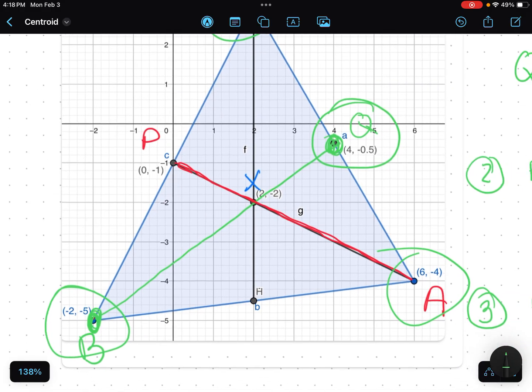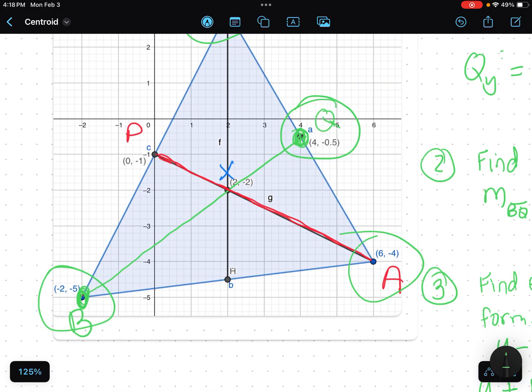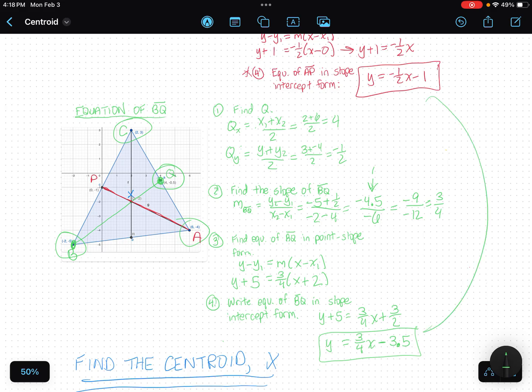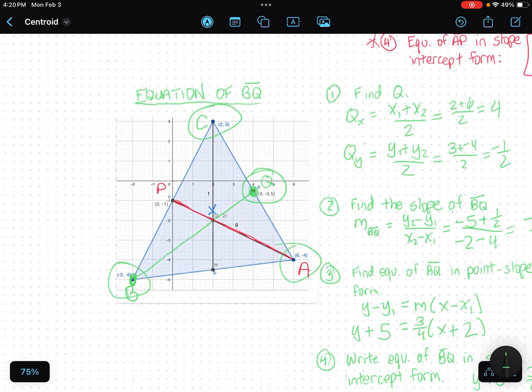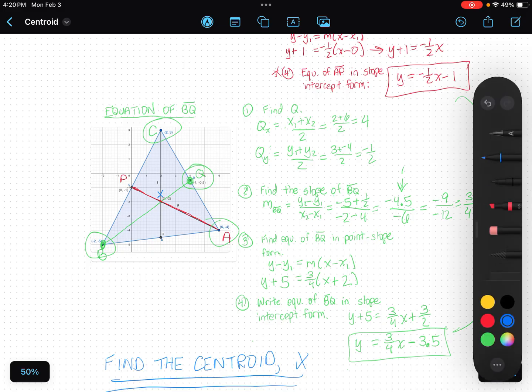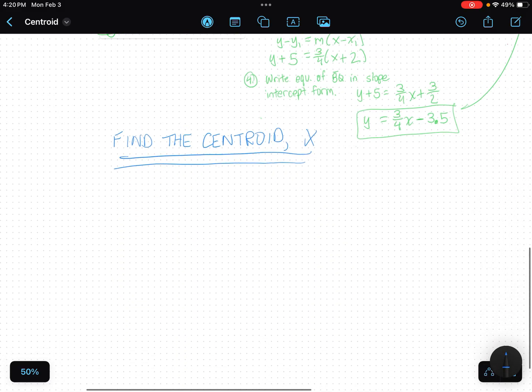Okay, so now that I have the equation of AP with the red line, the equation of BQ, the green line, now I just have to solve the system of equations of these two right here. And that will give me my centroid's coordinates, which I'm calling on my diagram point X. Okay, so I'm going to zoom out and actually set up the system of equations here and solve them in blue for you, because that's the last part of this problem. Let's find the centroid X.